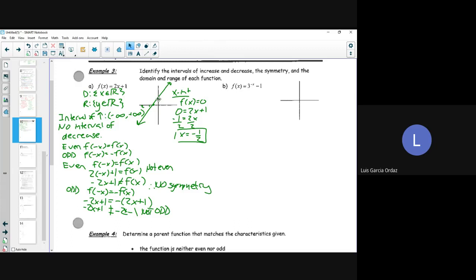Okay, so why is that different? The reason why it's different is because you're only applying that negative to the x value of f of x, while the last one, negative f of x, you're applying that negative to the whole function. Okay, got it. Any questions? Yep.